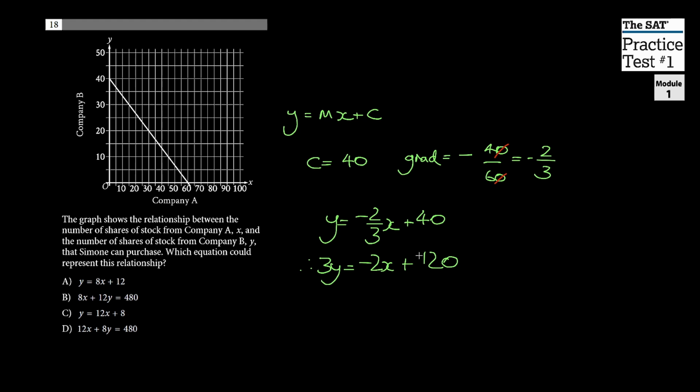But if I multiply our equation by 4, I will get up to 480. So let's try that. Multiplying all of these terms by 4, therefore 12y is equal to negative 8x plus 480. And you can see if I put the 8x on the other side, therefore 8x plus 12y is equal to 480. I think that's a rather unnecessary bit of maths, but we've now found that the correct answer is answer B.